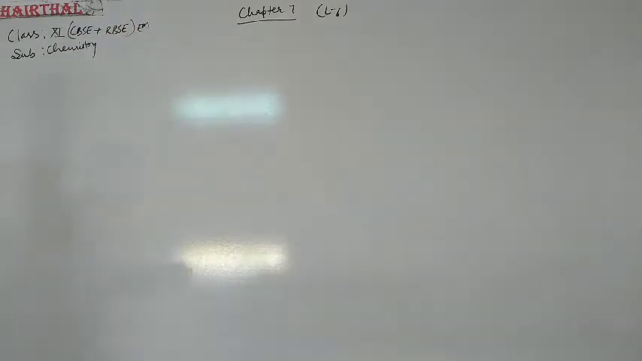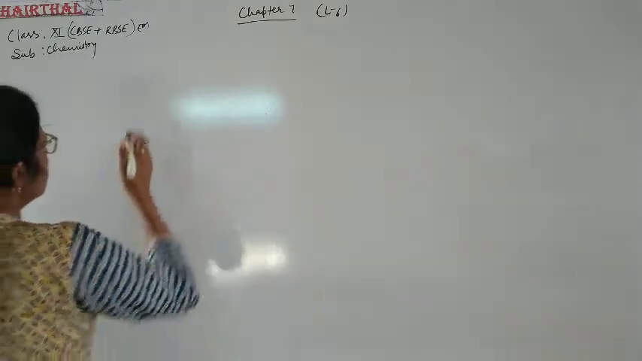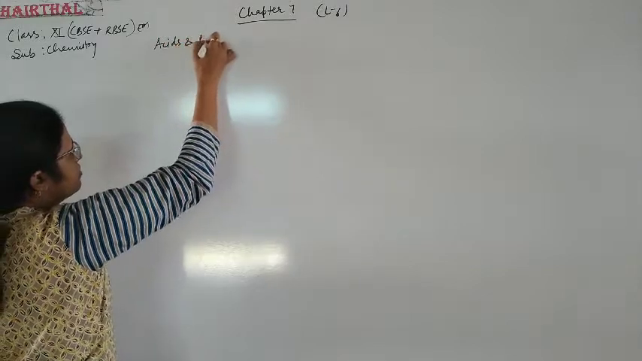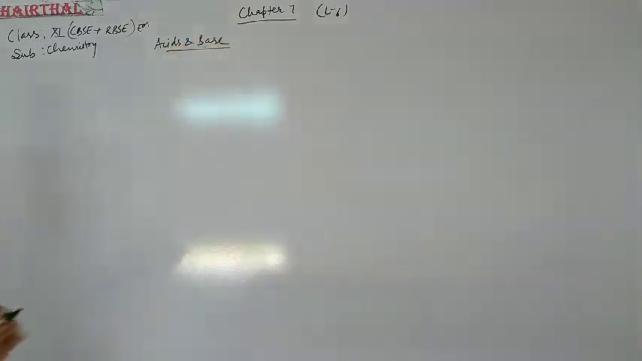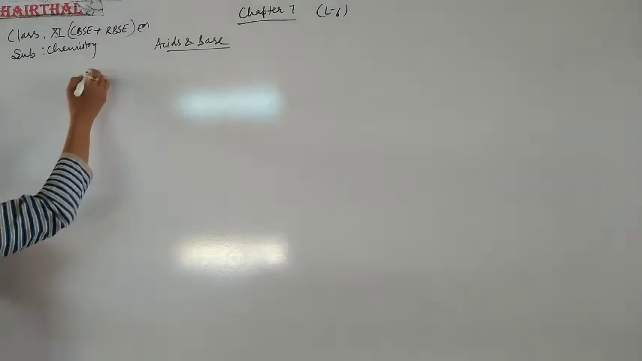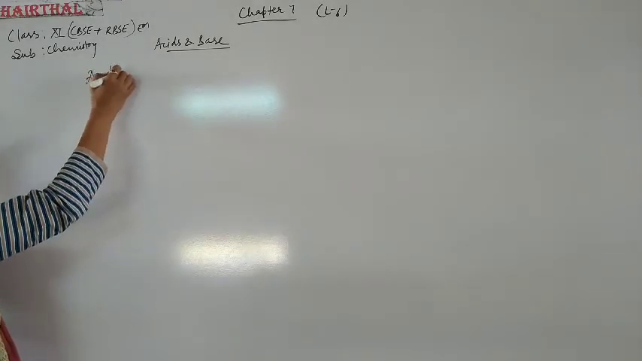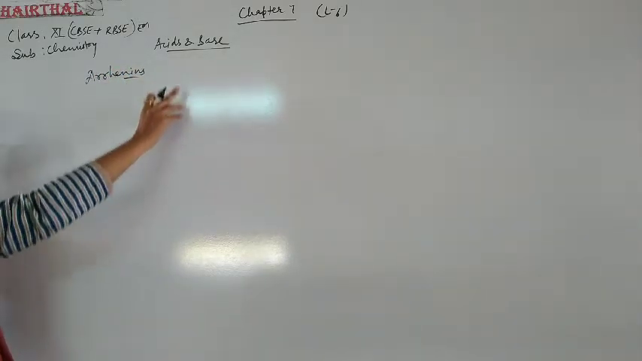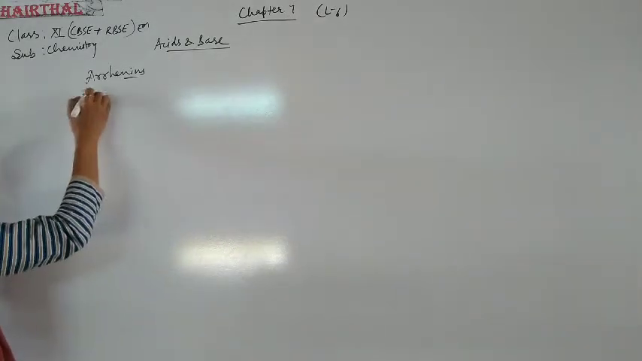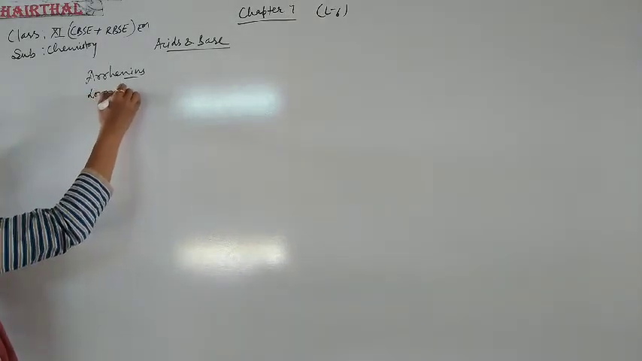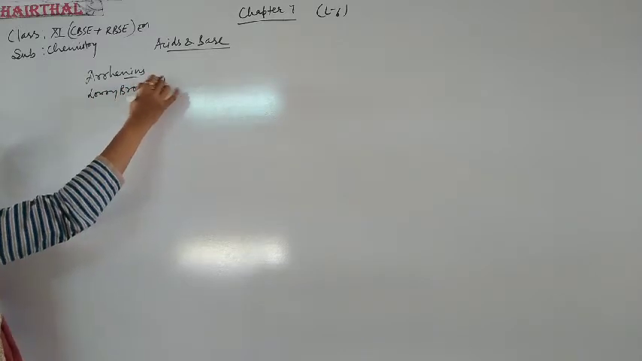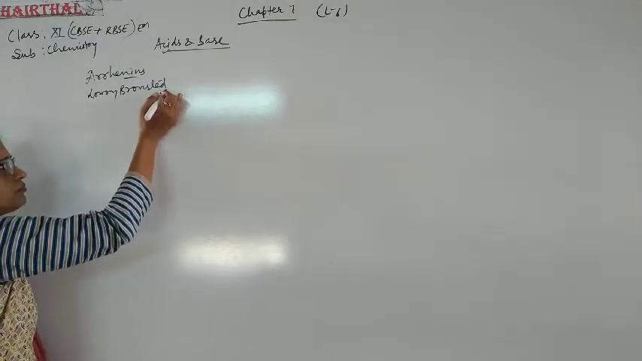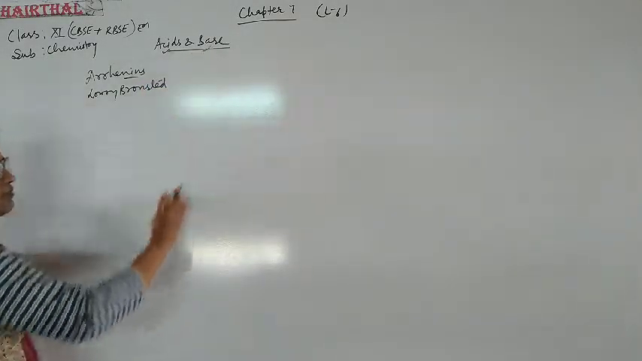In this chapter we started in the previous lecture regarding acids and bases. So what are acid and what are base? Acid according to various theories. First was the Arrhenius theory, according to which a substance which gives H+ is acid and which gives OH- is base. And in the Lowry-Bronsted concept, a substance which is a proton donor in aqueous solution is acid and proton acceptor is base.